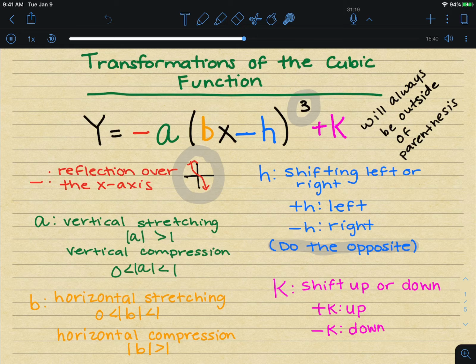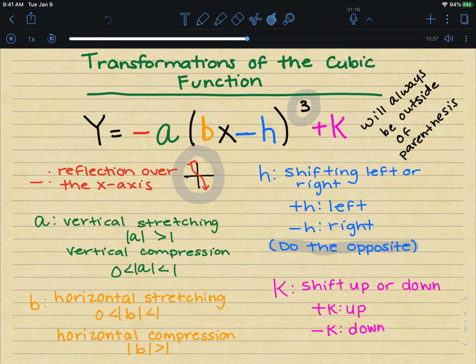Now, are you going to do the opposite for K? No, you are not. You only do that for H. Okay, for K, you're either going to shift up or down. If it's a positive K, you go up. If it's a negative K, you go down. All of this stuff we've seen before, should not be new.